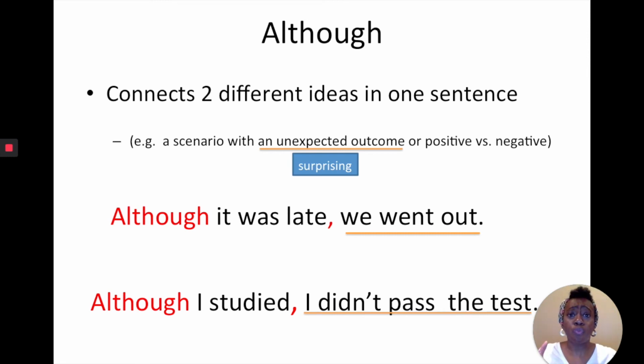So right here, I want you to focus on how although is used in the sentence. We have it at the beginning of the sentence. We have our scenario followed by a comma and then the surprise, okay? Although it was late, we went out. Although I studied, I didn't pass the test.